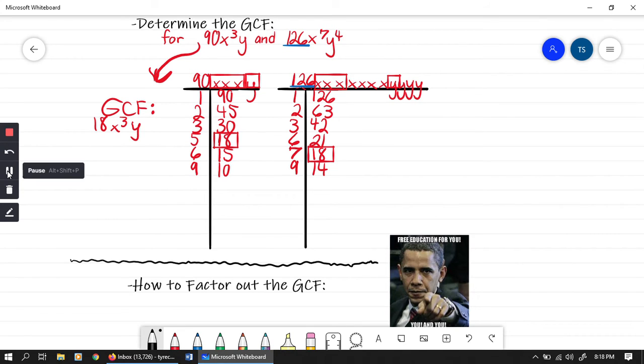All right, so now we're going to take a closer look at how to actually factor out the GCF. So we've looked at how to determine what the GCF is, but now let's look at how to factor out the GCF from an expression where you have 2 or more terms in that expression. Remember, terms are parts that are separated by a plus or minus sign.